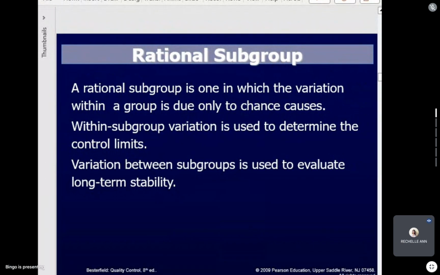Excuse me, you're muted. Sorry. Okay. A rational subgroup is one, put this there for Queenie, in which the variation within a group is due only to chance causes. Within subgroup variation is used to determine the control limits, and variation between subgroups is used to evaluate long-term stability.